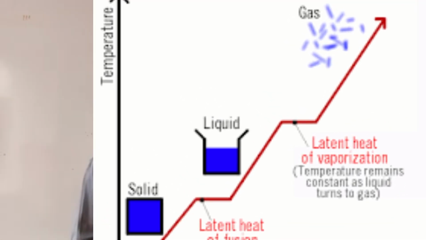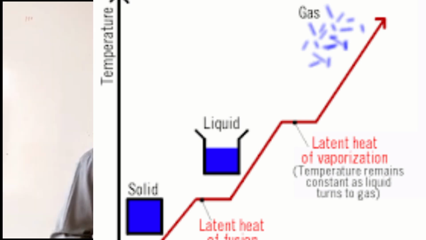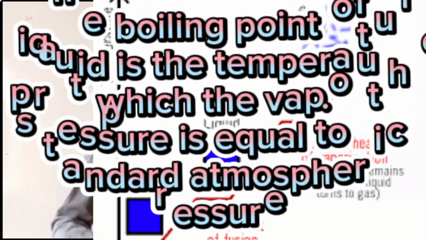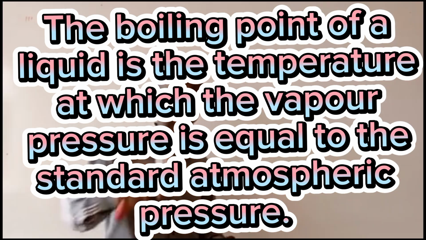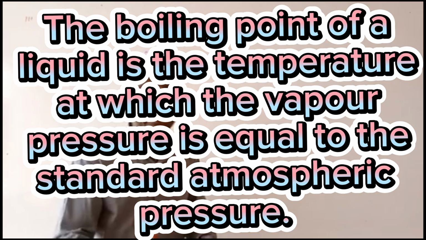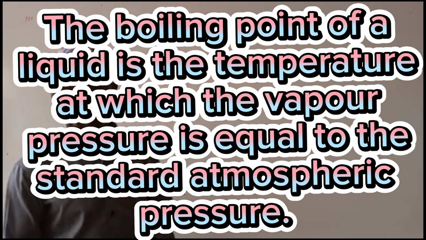When solid is changing to liquid, that is latent heat of fusion. But when liquid is changing to gas, that is what? Latent heat of vaporization. And you may be asked to define boiling point. A liquid will not boil if the vapor pressure on the surface is not equal to atmospheric pressure. Therefore, boiling point is the point at which the saturated vapor pressure of the liquid is equal to atmospheric pressure.